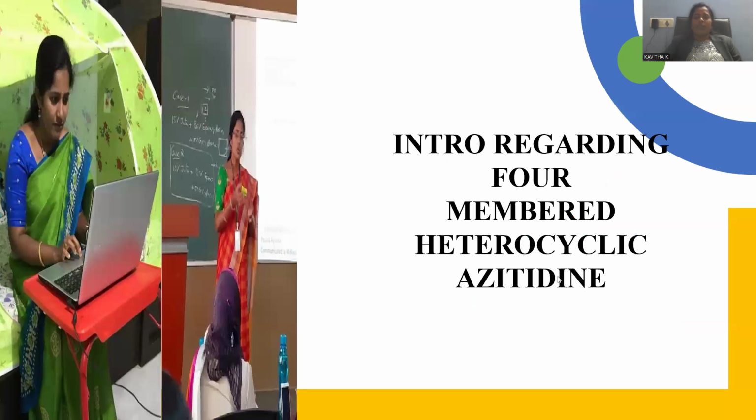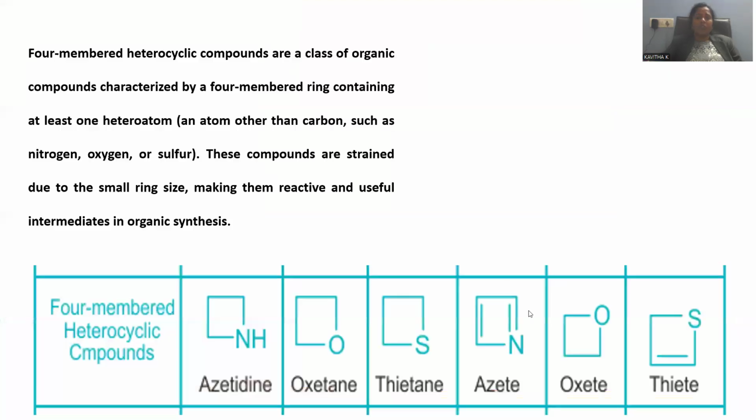The introduction to this four-membered heterocyclic compound called azetidine will be discussed now. Four-membered heterocyclic compounds are a class of organic compounds characterized by a four-member ring system with at least one heteroatom existing within the molecule. Either nitrogen, oxygen, or sulfur atoms are part of these four-membered heterocyclics. These compounds are strained due to the small ring size, making them reactive and useful intermediates in organic synthesis. So these are highly reactive in nature, because of the smaller ring size, and ring strain is a common occurrence there.